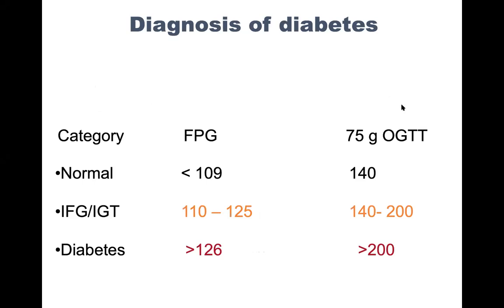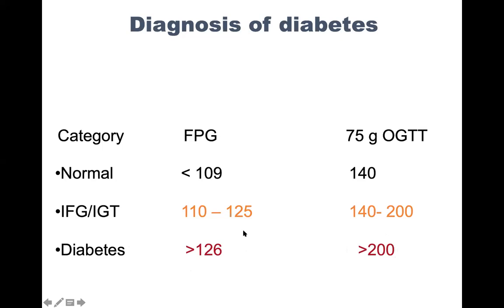If you look at this slide, it gives you the diagnostic criteria for diabetes based on glucose. Here you have the fasting plasma glucose, and the third column gives you the results after 75 grams of glucose is given, and the 2-hour value. Diabetes is diagnosed if the fasting plasma glucose is more than 126, or if the 75 gram OGTT gives a 2-hour value of more than 200. Also, a casual, random glucose of more than 200 in the presence of symptoms is good enough to diagnose diabetes.